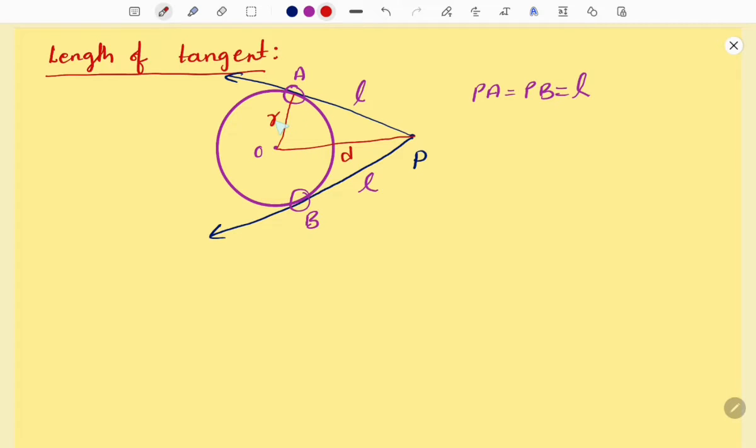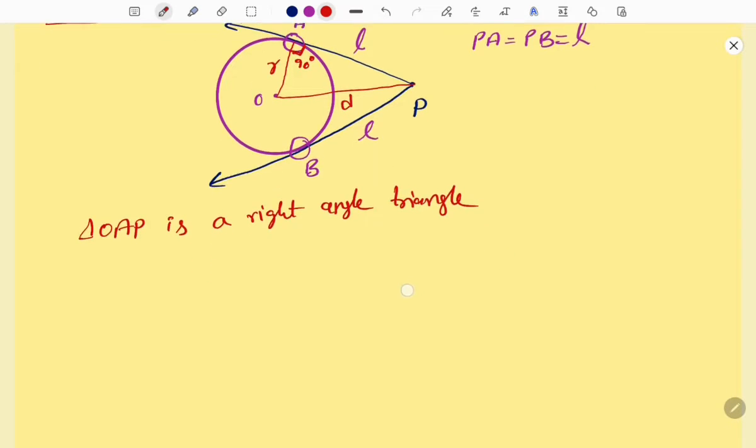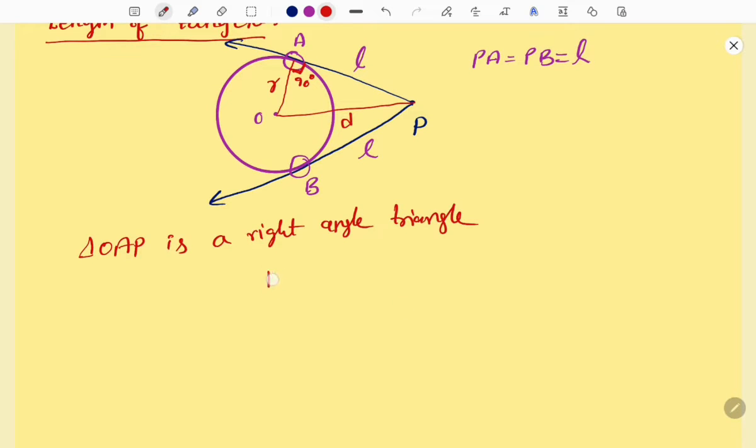Now you know that the radius is perpendicular to the tangent at the point of contact. So here it is 90 degrees. So the triangle OAP is a right angle triangle. Therefore, according to the Pythagoras theorem, hypotenuse square is equal to one side square plus another side square.